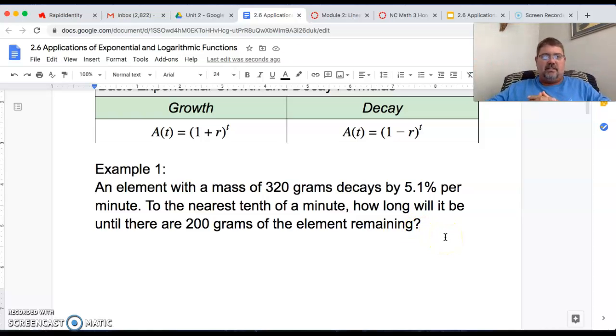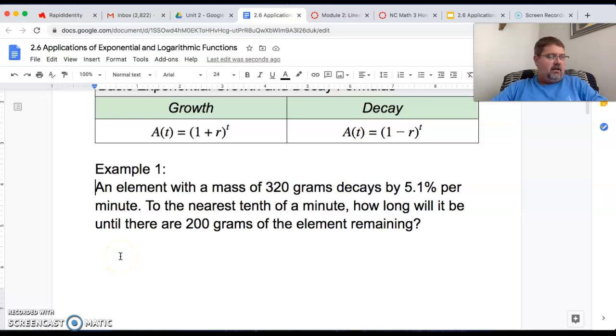All right, so example 1 says an element with a mass of 320 grams decays by 5.1% per minute. To the nearest tenth of a minute, how long will it be until there are 200 grams of the element remaining? So what makes this a Math 3 question, not a Math 1? It's asking how long, not how much. So we're going to be solving for t on whatever formula we're using here. And it's going to be decay because it literally says so right here. It's decay.